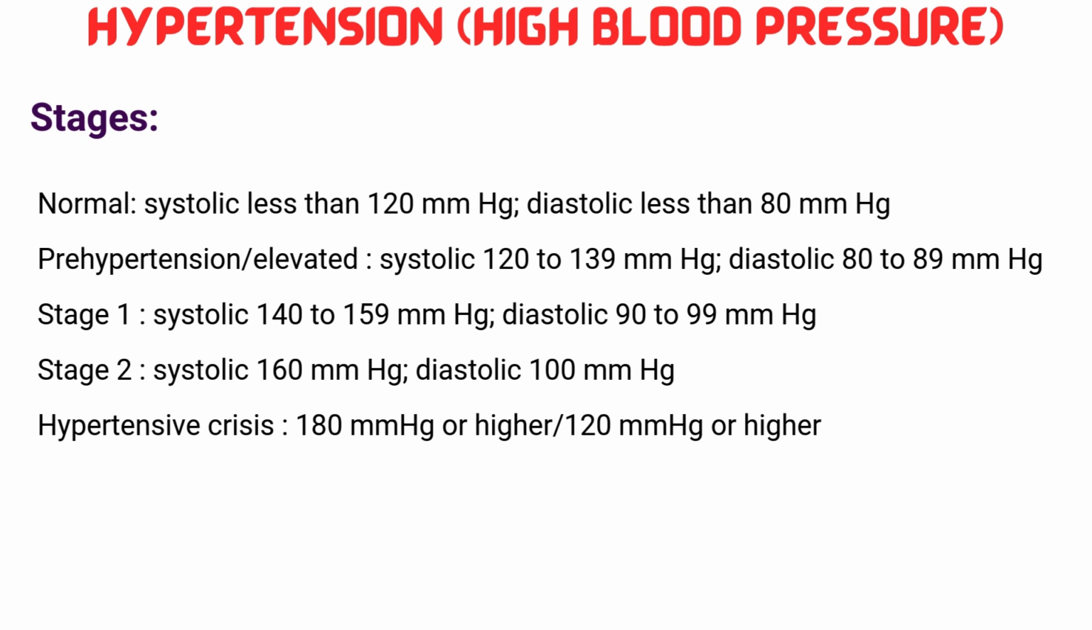The normal is systolic less than 120 mmHg, diastolic less than 80 mmHg. Pre-hypertension or elevated, systolic between 120 and 139, diastolic between 80 and 89. Stage 1, systolic 140 to 159, diastolic 90 to 99. Stage 2, systolic 160 and above and diastolic 100 and above. Hypertensive crisis occurs when the blood pressure goes above 180 by 120 mmHg.